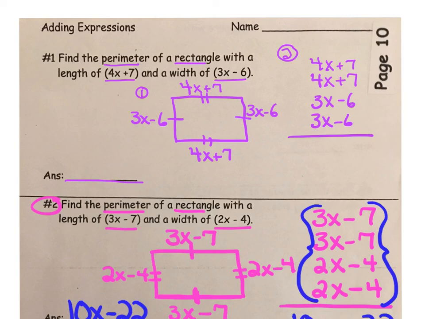Let's check your work for problem number 1. As we combine our constants, we get a gain of 14 here, but a loss of 12 here. You should get a gain of 2. As we combine our x terms, you should get 14x. That's our perimeter represented as an expression. This concludes page 10 of your term combining packet.